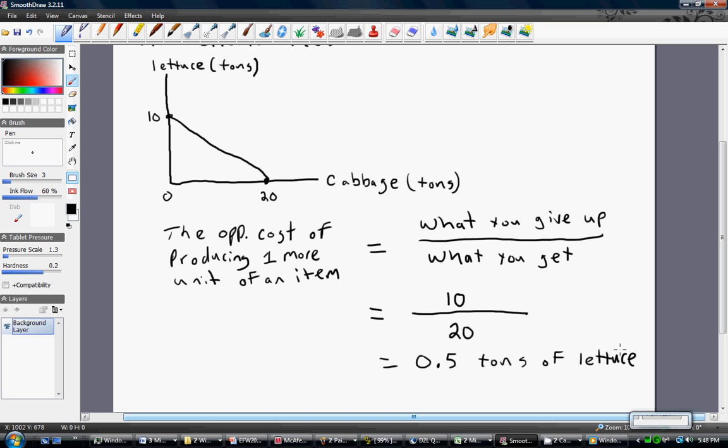So once again, to interpret this result, all we're saying is that every time we were to produce one more ton of cabbage in this economy, we'd have to give up the opportunity of producing 1/2 ton of lettuce.